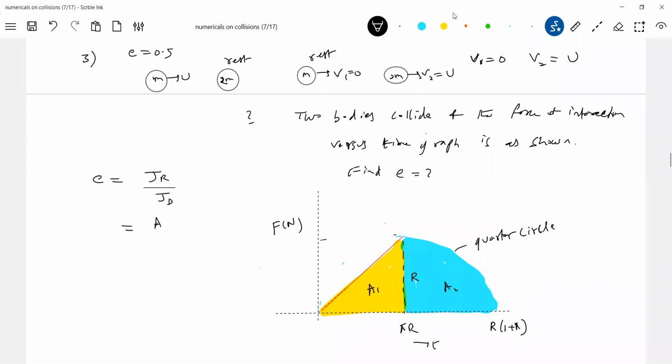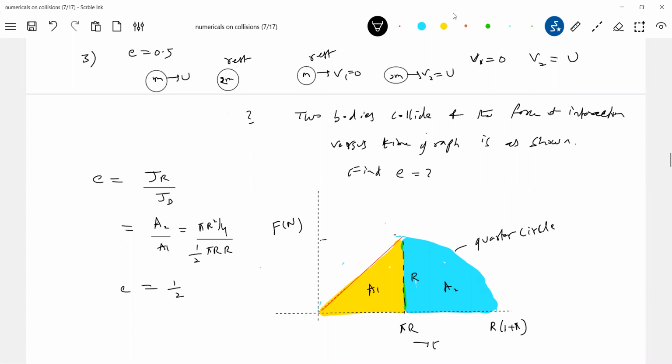So this should be equal to a2 by a1, because in the F-t graph, if you calculate the area under the F-t graph, you get the impulse. So what about the area a2, quarter circle, pi r square by 4. Area of triangle, 1 by 2 into base, which is pi r, height is r.